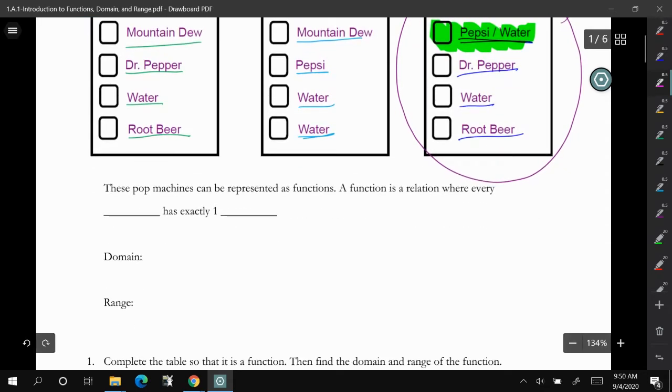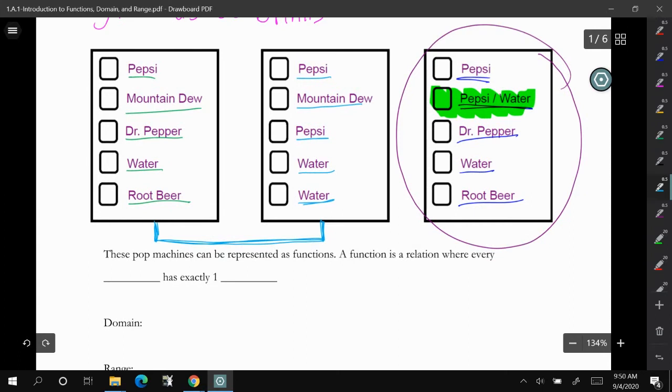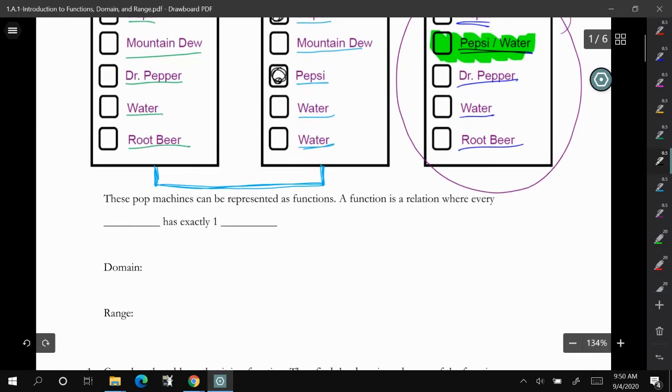Now the first two, these two are perfectly normal. These are called functions because each button will give us exactly 1 drink. Yes, on the second one, we have 2 buttons that give us Pepsi, but each button only gives us 1 drink. This third one is not a function because 1 button can give us 2 drinks. Not a function.